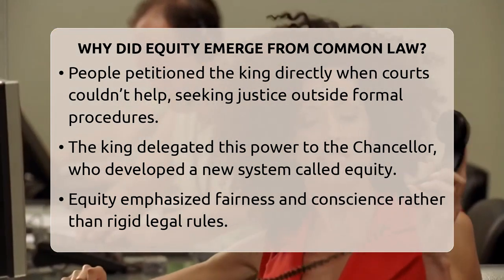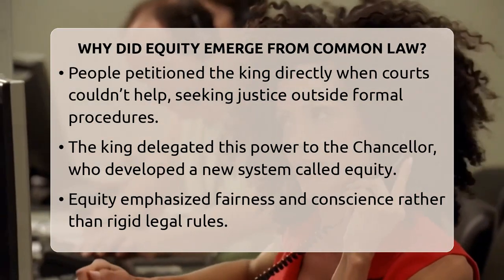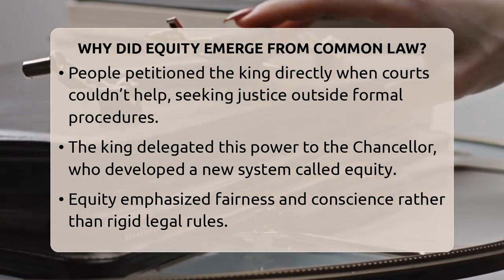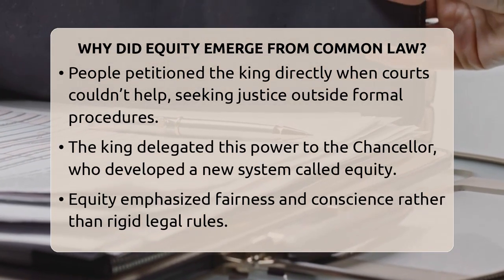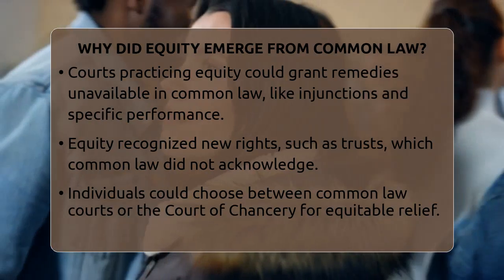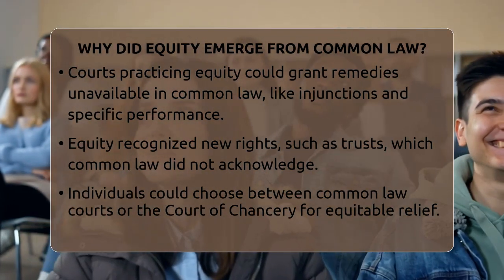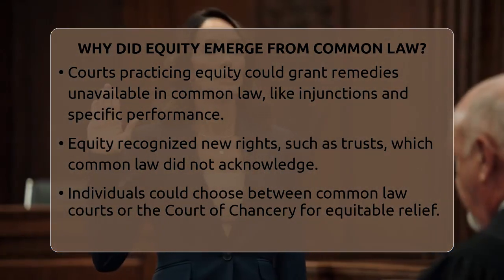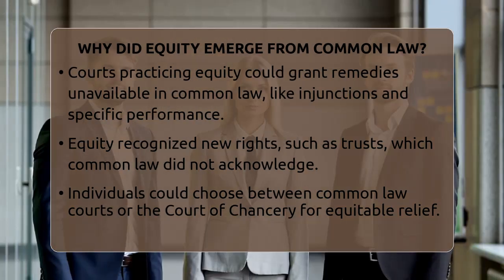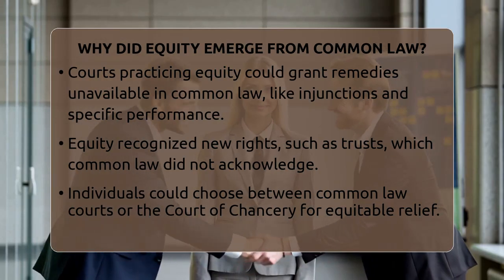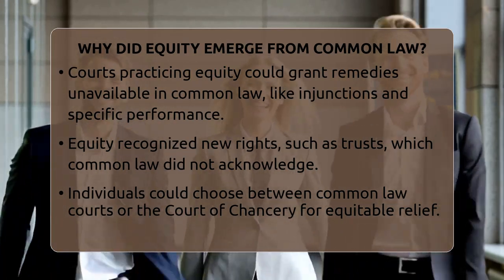People started to petition the king directly for help. Since the king was the ultimate source of justice, he could intervene when the courts couldn't. The king then delegated this power to the chancellor, who was a trusted advisor often from the church. The chancellor's office, called the chancery, began to hear these petitions and develop its own ideas of fairness and conscience. This new system was called equity.